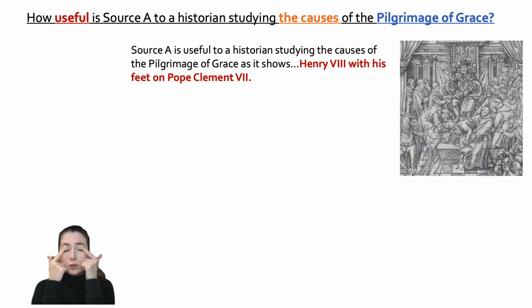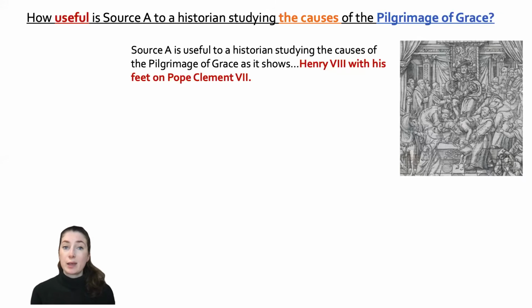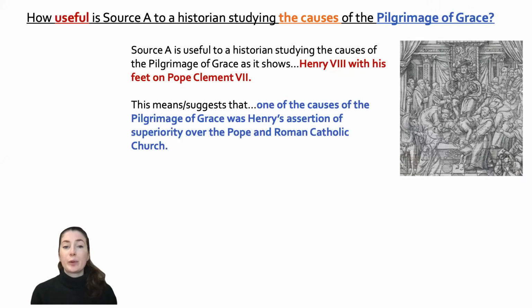Step 1, using your eyes. Very important you don't miss this. Don't go straight into your inference because you'll have missed a key step of identifying and using the source. This is very, very important to hit on the mark scheme, that you're using the source. Next, this means, or you can say this suggests, one of the causes of the Pilgrimage of Grace was Henry's assertion of superiority over the Pope and the Roman Catholic Church.